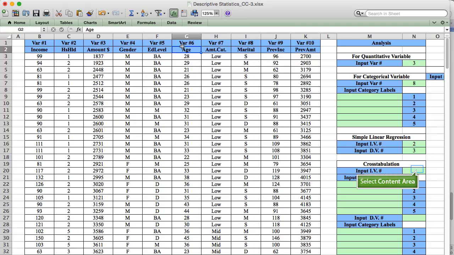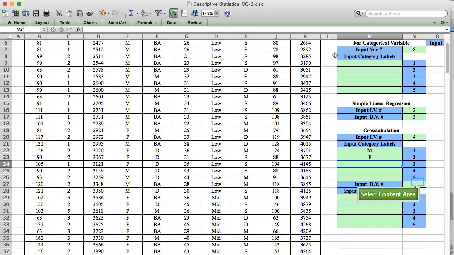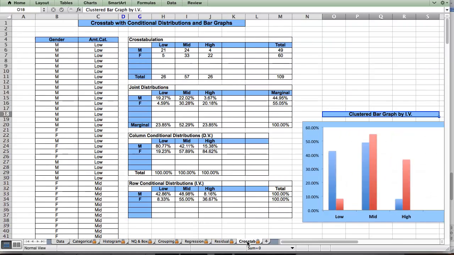So our crosstab tool requires us to specify an independent variable, but because it's always categorical, we need to also specify those category labels. Our dependent variable for this analysis is always the amount charged. Because we're cross-tabulating, we're using the grouped version of amount charged: low, mid, and high. So going to our crosstab results, we could see we have 4 different tables. Well, the crosstab itself is up here.